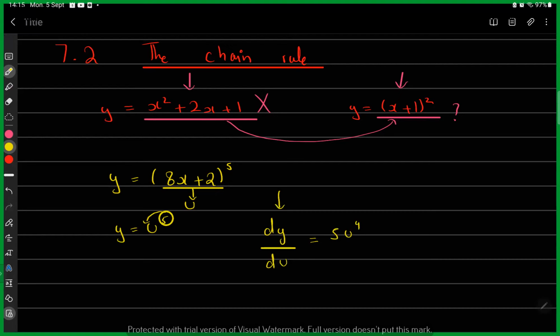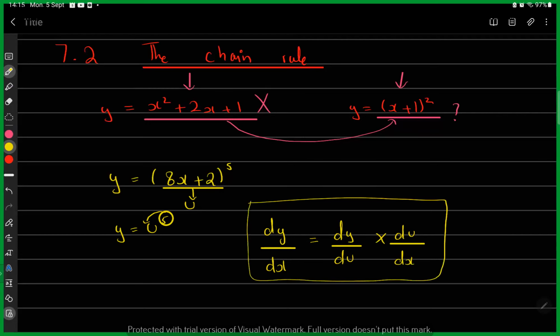This is basically the derivative of y with respect to u. But we don't write it down this way. We write it down as the derivative of y with respect to x. Please pay attention. It is going to be clear in a minute. And that is basically equal to, and that is it. This is your chain rule.